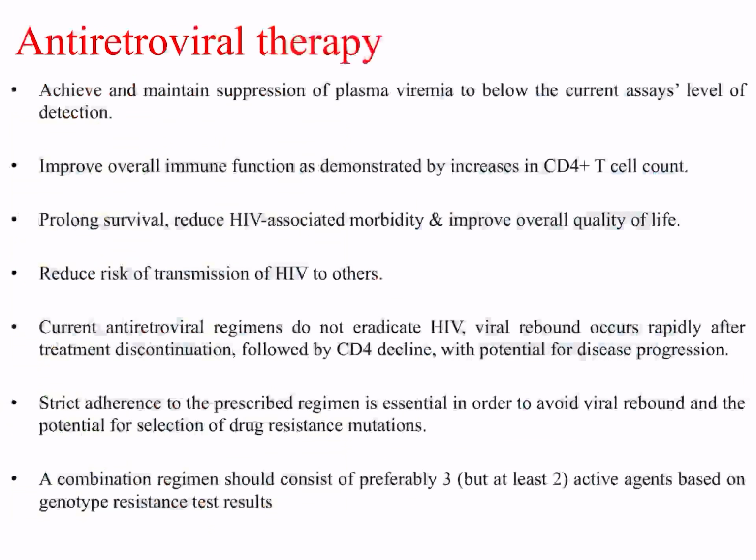Current antiretroviral regimens do not eradicate HIV. Viral rebound can occur rapidly after treatment discontinuation, and this can often be followed by CD4 positive T cell decline with a potential for disease progression. Strict adherence to the prescribed regimen is essential, therefore, in order to avoid viral rebound and the potential for selection of drug-resistant mutations. A combination regimen should consist of preferably 3 but at least 2 active agents based on genotype-resistance test results.